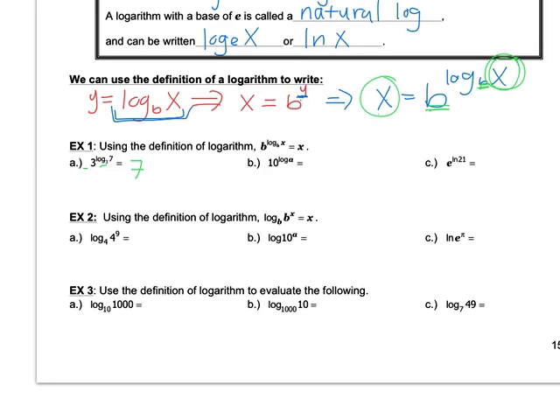10 raised to the log of a. There's no base specified on that log, so we assume it's log base 10, which means we've got the same base on our exponent and log, so those are going to undo each other, and you've just got a. In part C, you've got e raised to the natural log of 21, so we've got base e raised to the natural log with a base of e of 21, so that just simplifies to 21.